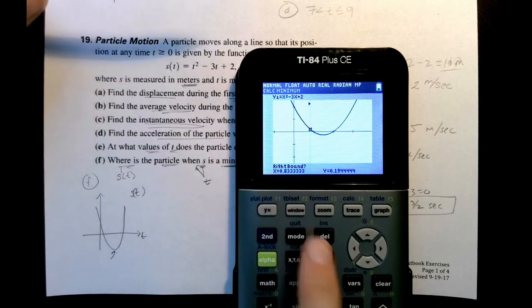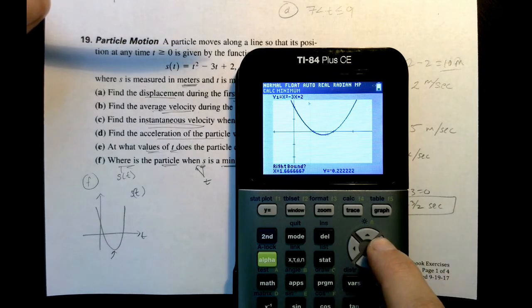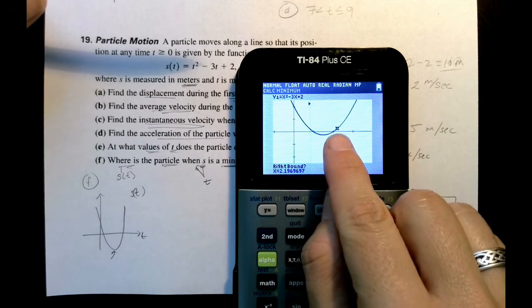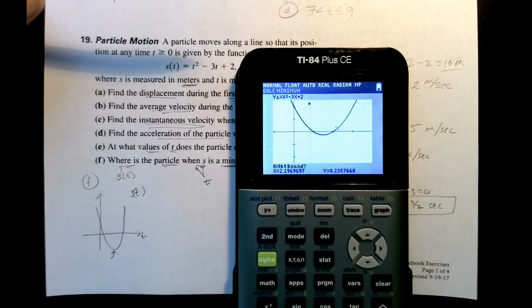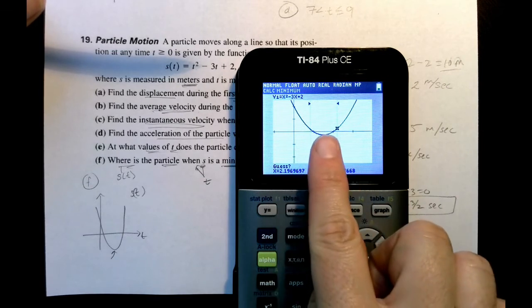Now it's asking what's the right bound there. So I'm going to move my cursor to the other side now. And I can see, because that's the point I know. So as long as I'm just a little bit past it, it's fine. I'm going to press enter again. So now I can see I've trapped, or I've bordered the point I'm looking at.